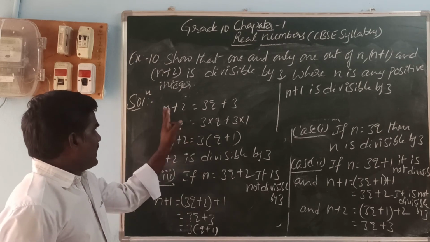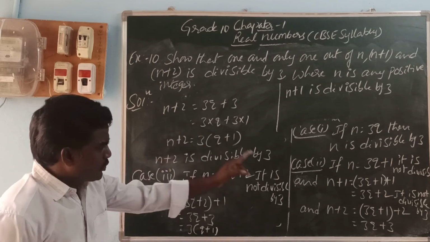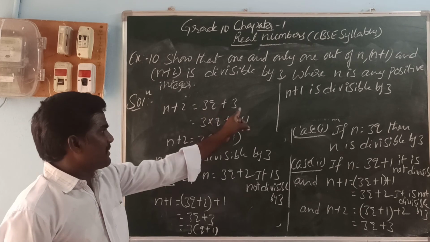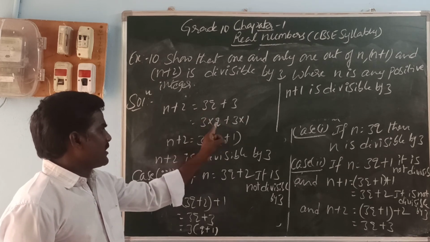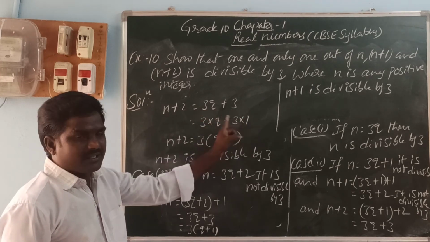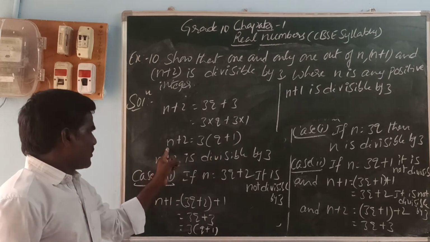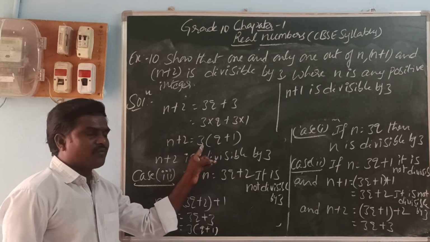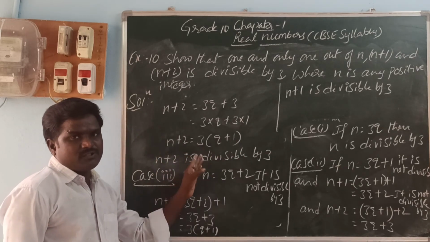n plus 2: here what is the n value? 3q plus 1 plus 2, that is equal to 3q plus 3. 3q we can write as 3 into q, 3 we can write as 3 into 1, so 3 of q plus 1. So n plus 2 is a multiple of 3. Multiples of 3 are nothing but divisible by 3.